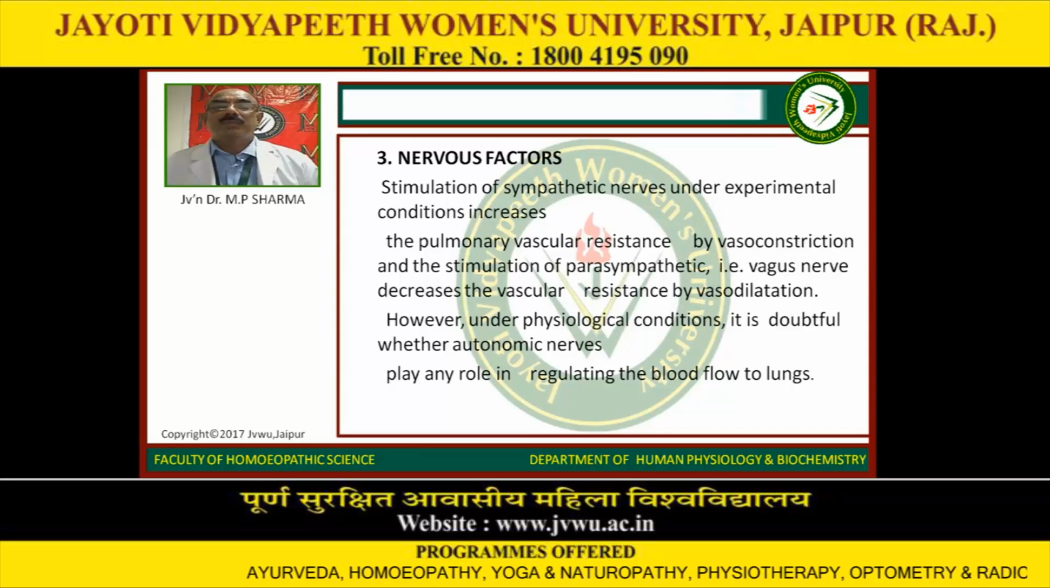Now, nervous factor. Stimulation of the sympathetic nerve under experimental conditions increases the pulmonary vascular resistance by vasoconstriction, and stimulation of the parasympathetic nerve, that is the vagus nerve, decreases the vascular resistance by vasodilation. However, under physiological conditions, it is doubtful whether autonomic nerves play any role in regulating the blood flow of lungs.